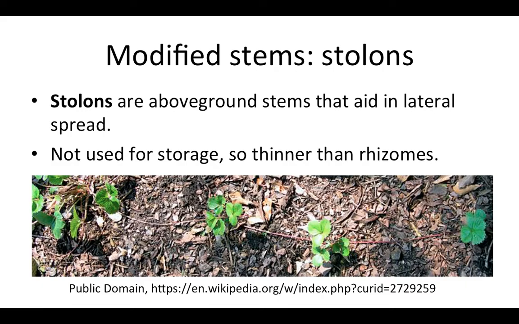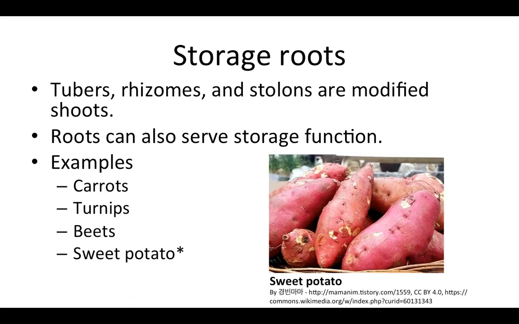So make sure you know among those which ones are modified leaves and which ones are modified stems. And remember that all four of those categories we've just talked about are all shoots rather than roots. We're going to contrast that with actual storage roots. So tubers, rhizomes, and stolons are modified shoots. And what am I missing from this list? Oh, also bulbs.